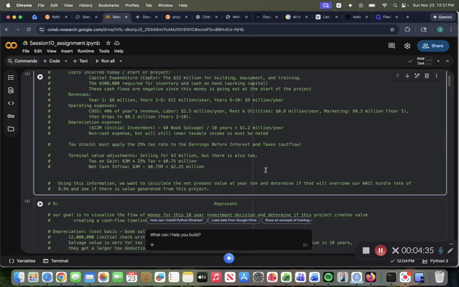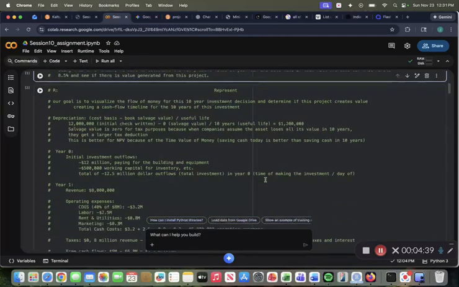So now moving down to the represent stage, where we actually calculate the cash flows for each year. We want to visualize the flow of money for this 10-year investment and determine if this project creates value. We'll create a cash flow timeline for the 10 years of the investment. So we talked about depreciation a little bit already. It's the cost basis minus the salvage value over the useful life.